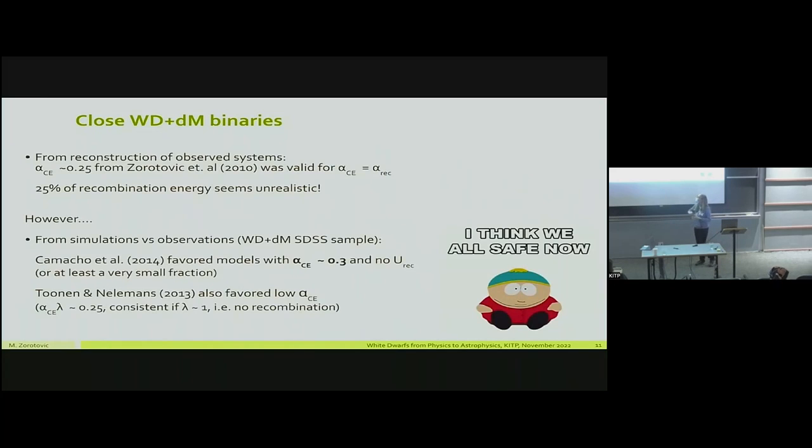And there is also the paper from Sylvia Toonen and Nelemans in 2013 that also favored low values of alpha. In this case, it was alpha lambda that they constrained, which I don't like that much, but if you think that in general, lambda without recombination energy is very close to 1, this means that if no recombination is included, this is consistent with a low value of alpha. So that's for the M dwarfs. We are kind of safe. I would prefer to use 0.3 than 0.25, but still it's not such a huge difference.